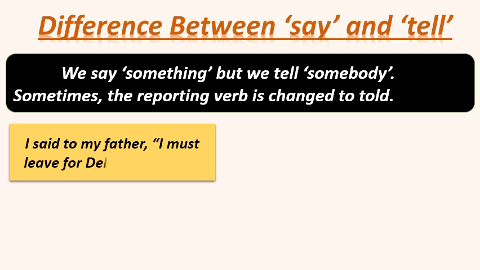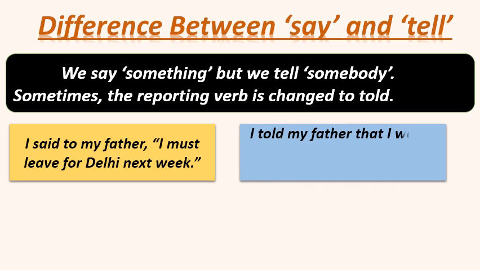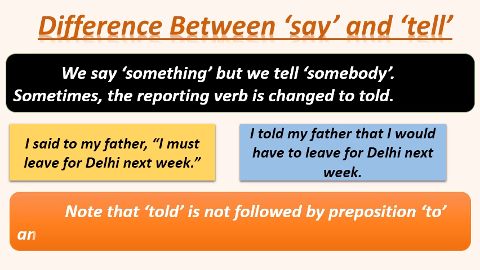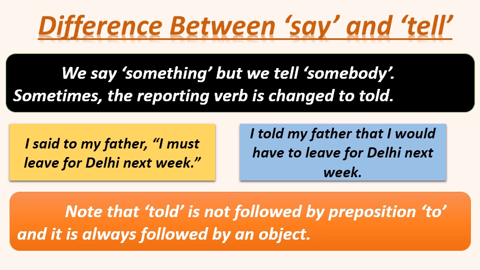First example is, I said to my father, "I must leave for Delhi next week." Fine. So when we change it into indirect speech, how will you write it? I told my father that I would have to leave for Delhi next week. Fine. So note that told is not followed by preposition to, and it is always followed by an object.